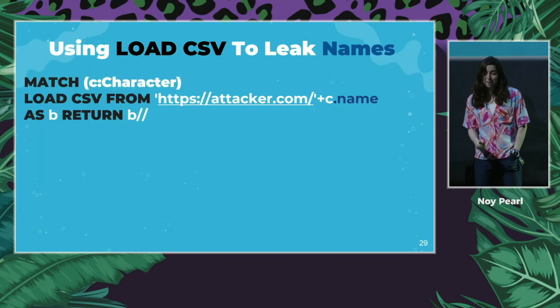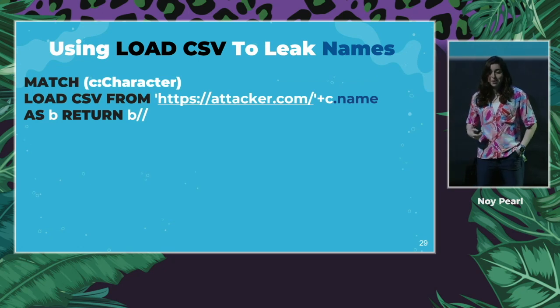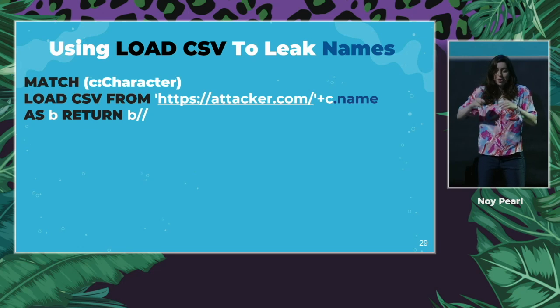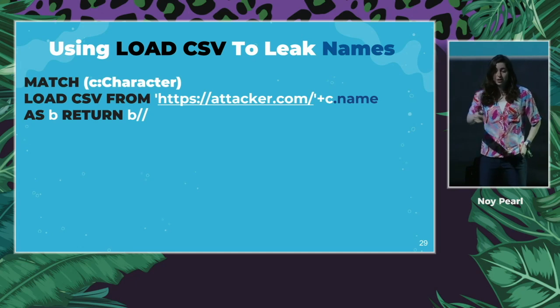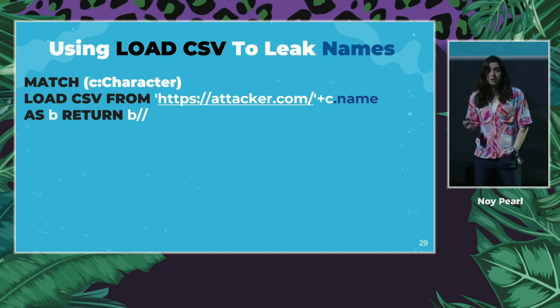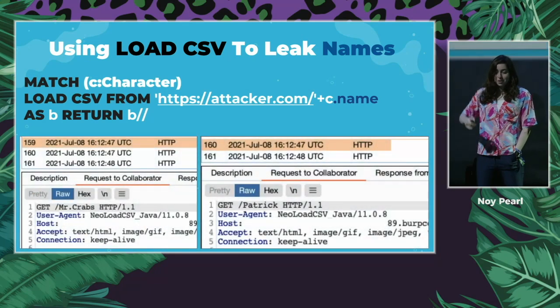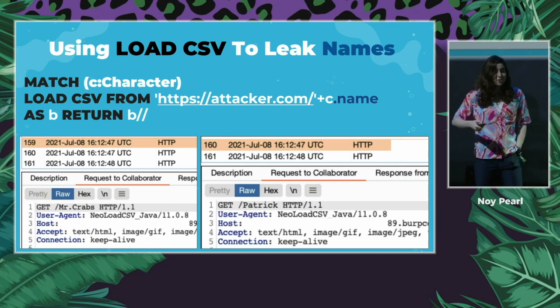So pretty cool. The last thing that we want to leak will be actually the values, the fun values of SpongeBob and Patrick. So we know that there is a label called character. We know that there is a property called name. We want to leak right now c.name that you see at the end of the second line. We will leak Patrick and Mr. Crab with a simple typo I made. But basically, we will be able to leak the values of the actual names.